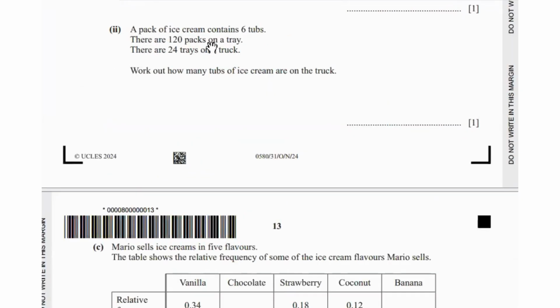Next part says a pack of ice cream contains 6 tubs. There are 120 packs on a tray and there are 24 trays on a truck. Work out how many tubs of ice cream are on the truck. So if one pack has 6 tubs, 120 packs will have 120 times 6. Then you times it by 24 because one tray has 120 packs. Multiply all three, and what we get is 17,280.